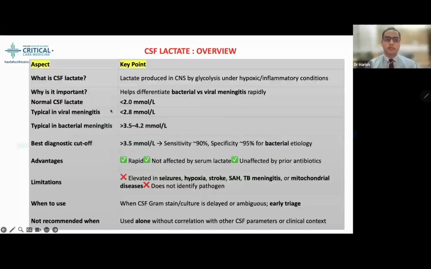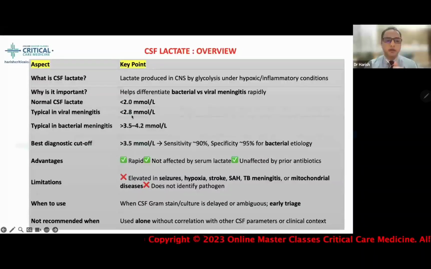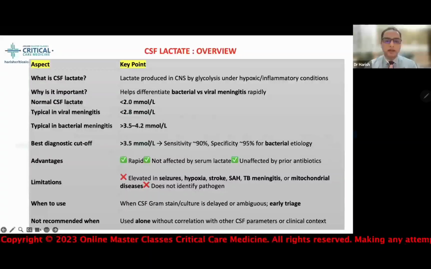So what is CSF lactate? It is produced in the CNS by glycolysis under hypoxic or inflammatory conditions. Why is it important? It helps, to some extent, to differentiate between viral and bacterial meningitis. Normal CSF lactate is less than 2. Typically in viral it is going to be less than 2.8 to 3. Typically in bacterial, it is going to be more than 3.5 to 4.2.